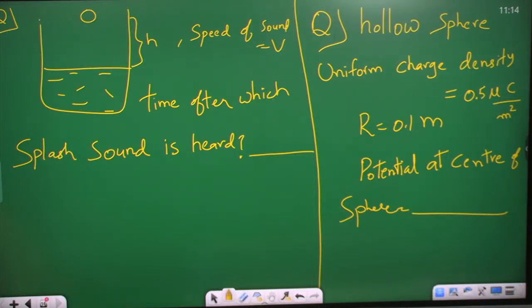A hollow sphere of copper is having a uniform charge density of 0.5 microcoulomb per meter square. Its radius is 0.1 meter. The potential at the center of the sphere is dash.